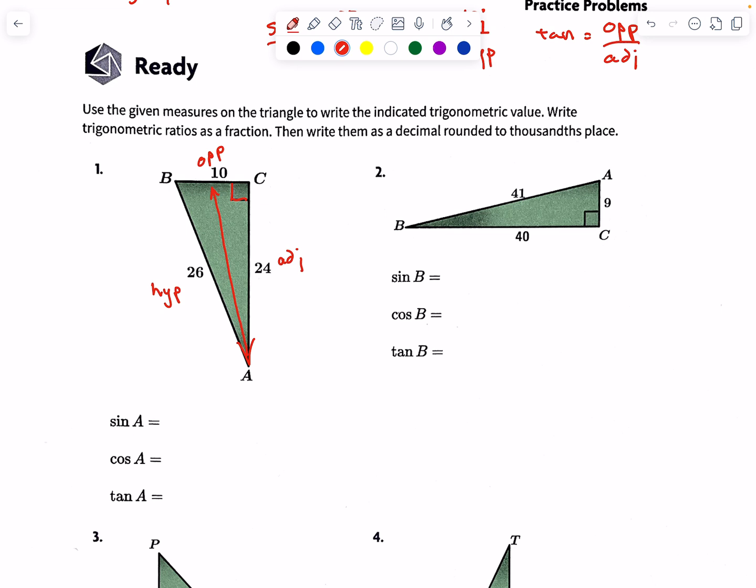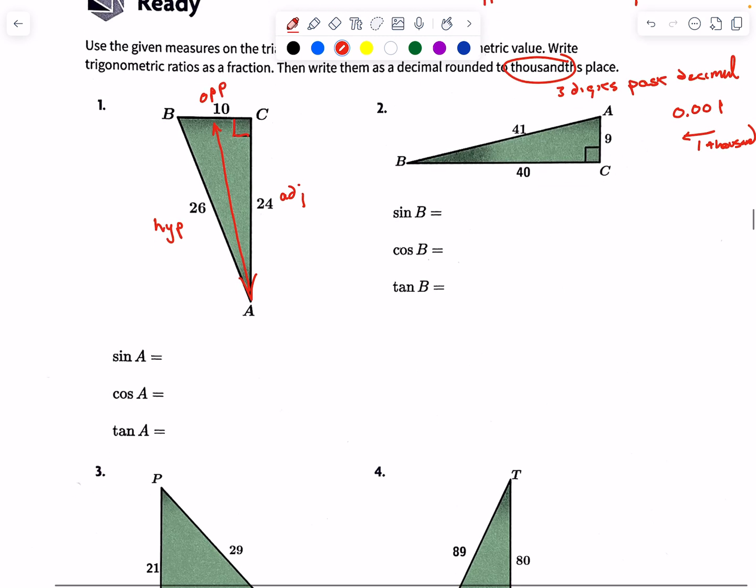It says round to the thousandths place. Let's just remind you that that's 3 digits. You can read these things backwards if you put a 0 in front. Okay. 1,000 if you read it backwards, 1,000th if you read it forwards. Remember, there's no oneths place. That's why you start with tenths place, hundredths place, thousandths place. Okay, so 3 digits.